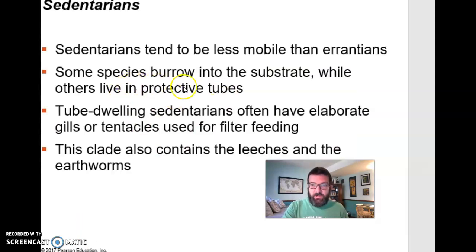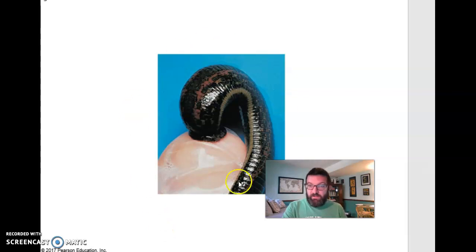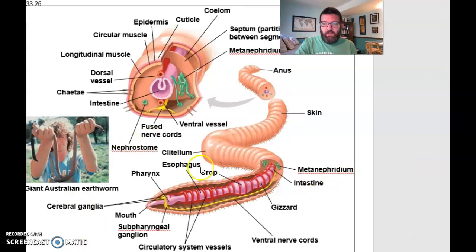The other group, sedentarians, include some less mobile organisms, many of which would have been less mobile polychaetes, but it also includes earthworms and leeches. So here's a sedentarian that would have been a polychaete, right? This is that worm we looked at earlier. We have the leeches, which if you see have segments, they are blood suckers. They secrete something called hirudin, which thins out your blood, and they also secrete anesthetic to keep you from realizing you've been bit. And another example of a sedentarian is an earthworm, which would have been in the group Oligochaeta.